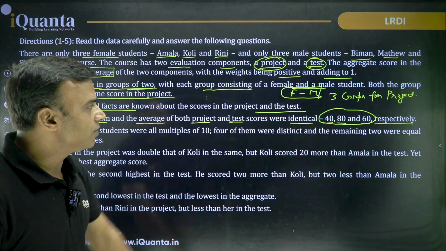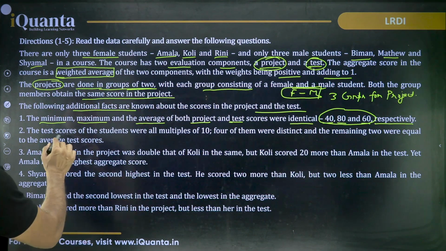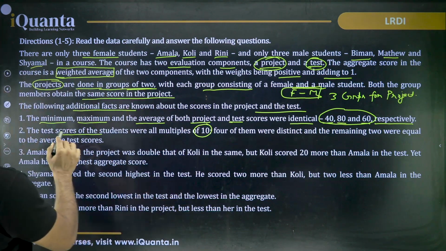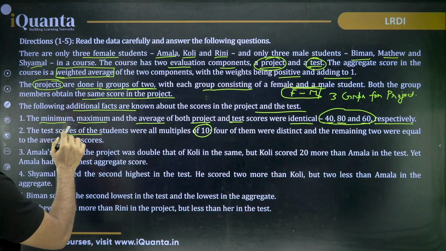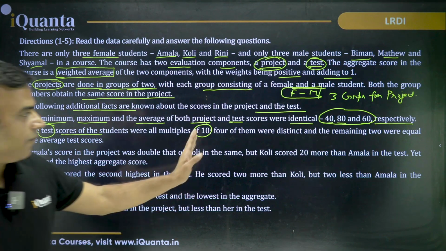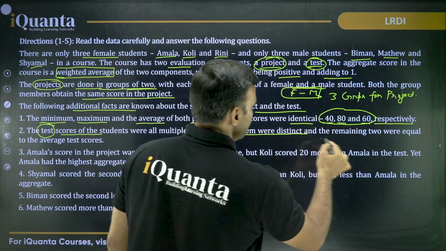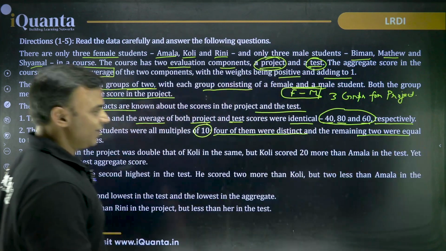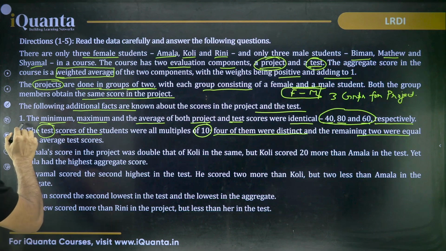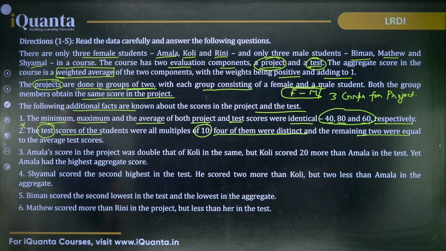For test, we will have to work a little bit more. The test scores of the students were all multiples of 10. We are talking about test now. So the first one was the generalized thing. Now we are talking about test. And 4 of them were distinct. And the remaining 2 were equal. Okay, that is a very good information that we have. This is our starter information. It's very important to identify the starter information. So this becomes our starter information.